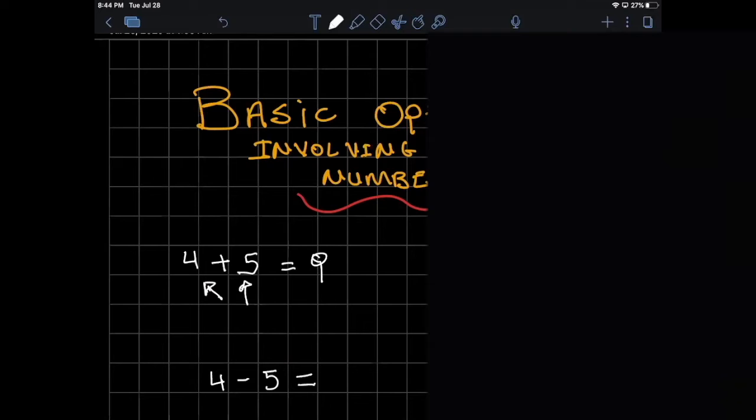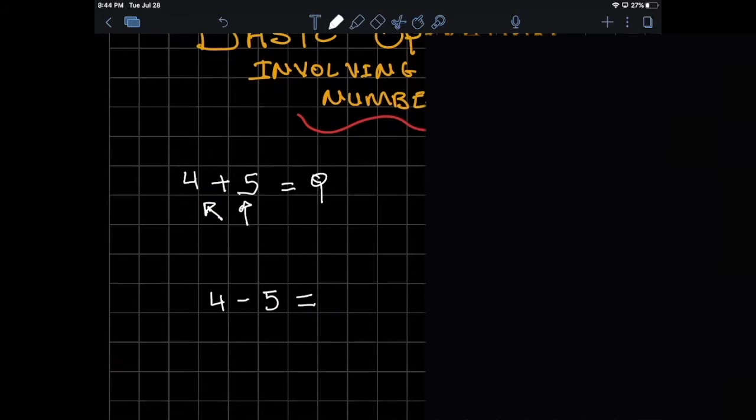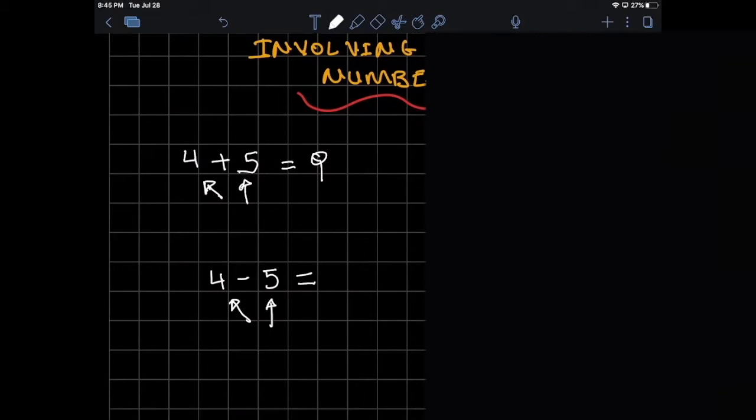What would happen if the question was 4 minus 5? Can we visualize subtracting 5 coins from the 4 that we previously had? How can we subtract 5 coins from 4? We didn't even have 5 coins to begin with. So, how do we understand this?